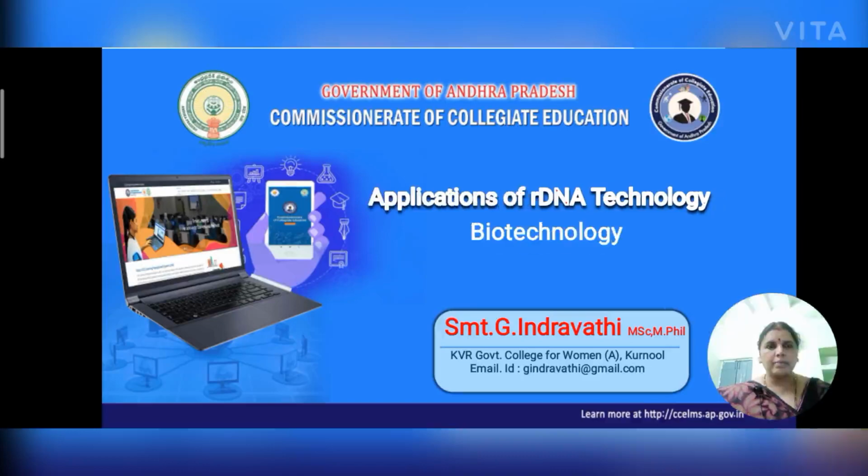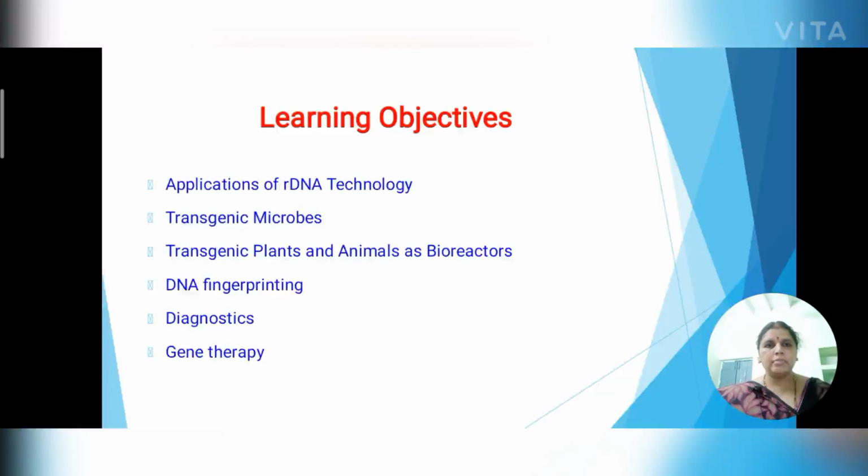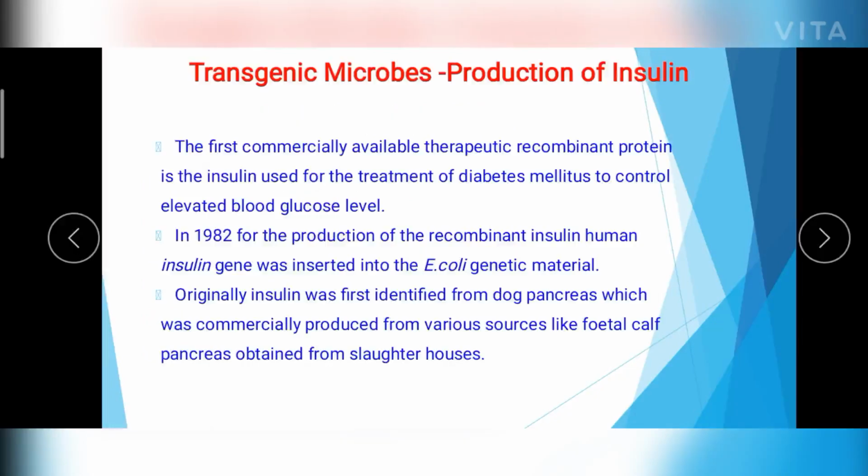Today's topic is applications of recombinant DNA technology. In this, you will be learning about different applications of recombinant DNA technology, mainly in the production of transgenic organisms like transgenic plants, transgenic animals, transgenic microbes, and how it is used in other fields like DNA fingerprinting, in disease diagnostics and gene therapy. Dear learners, let's see the different applications of recombinant DNA technology.